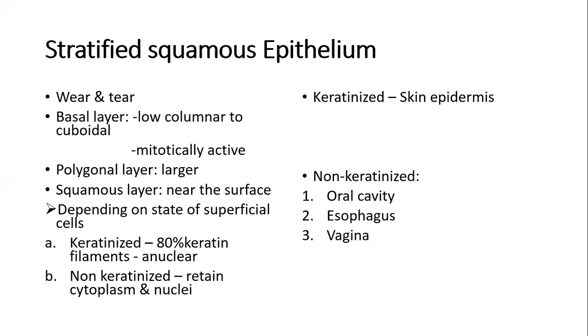Each of these two types of stratified squamous epithelium is found in its own specific locations. The skin on our body surface belongs to the stratified squamous keratinized type of epithelium, whereas non-keratinized is found in the upper GI tract, that is the oral cavity and upper part of the esophagus, and in female internal reproductive organs, especially the vagina.